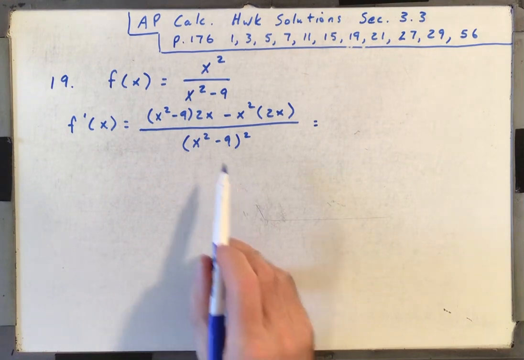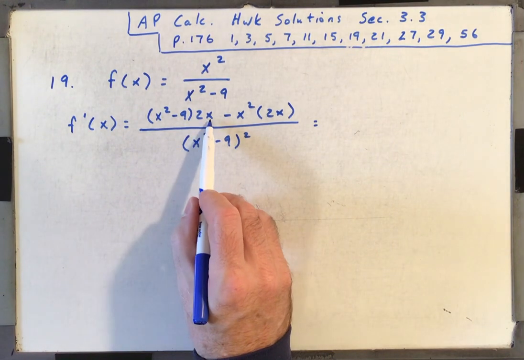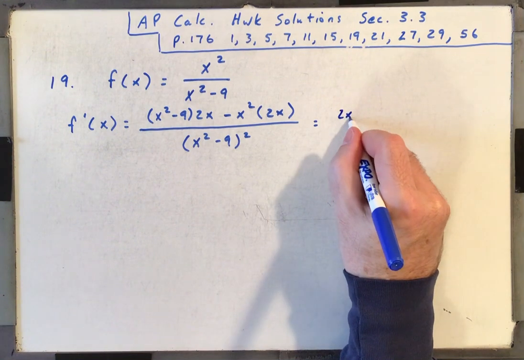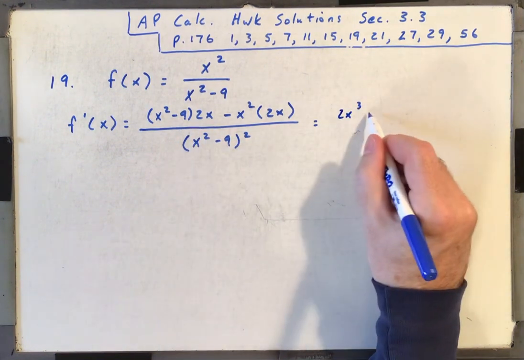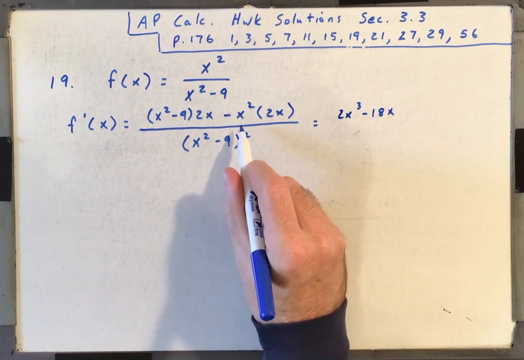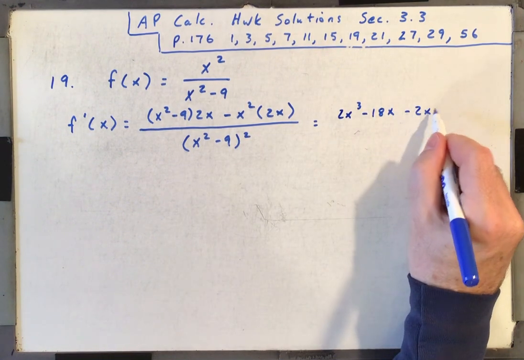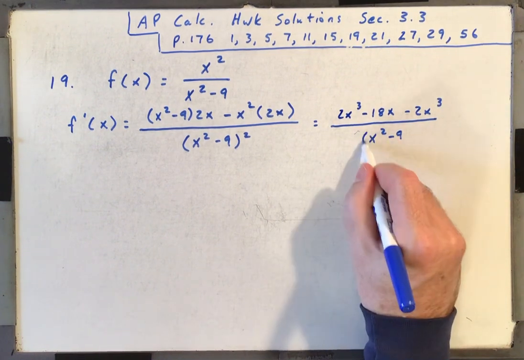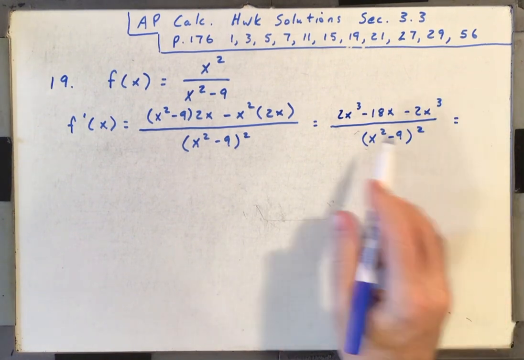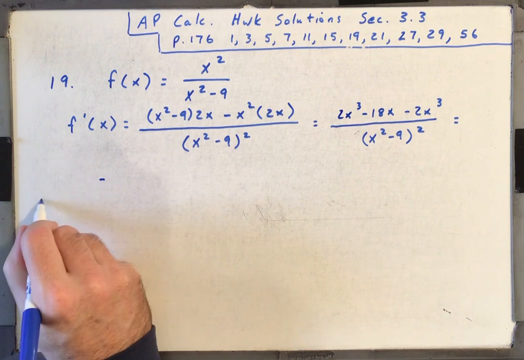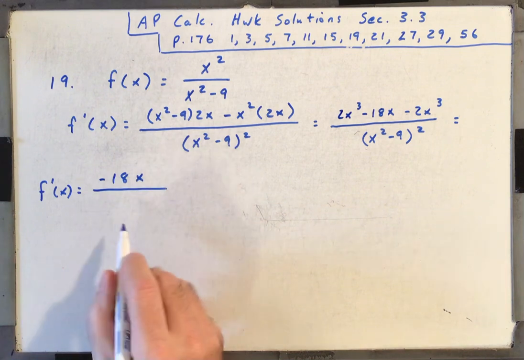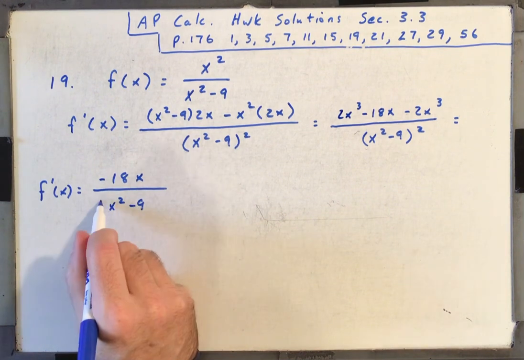I'm going to go ahead, and this would be 2x times x squared would be 2x cubed minus 18x, and then minus 2x cubed. So it's worth the work over x squared minus 9 all squared. So that would simplify into just minus 18x over x squared minus 9 all squared.